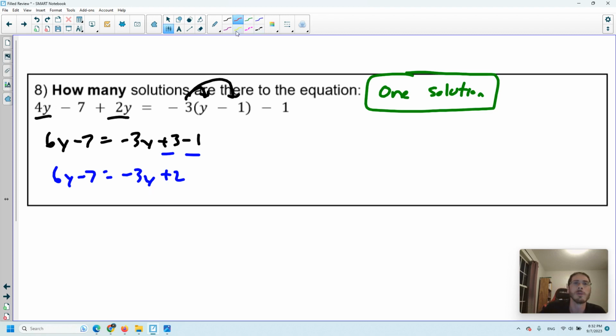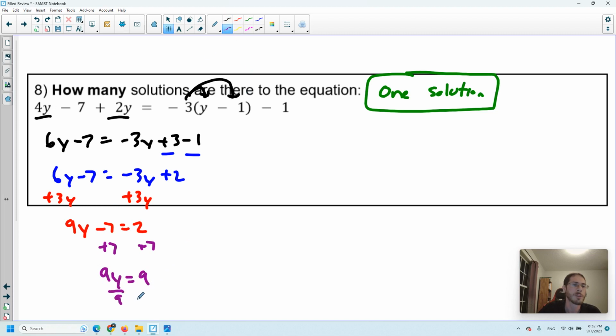So we're going to go ahead and move. Since I don't like this negative over here, I think it's going to be easiest to add 3y to both sides. So that puts all the y's on one side. This time I chose the left side. That means I then need to move my number to the other side, plus 7. So I get 9y equals 9. And if I divide both sides by 9, I get y equals 1.